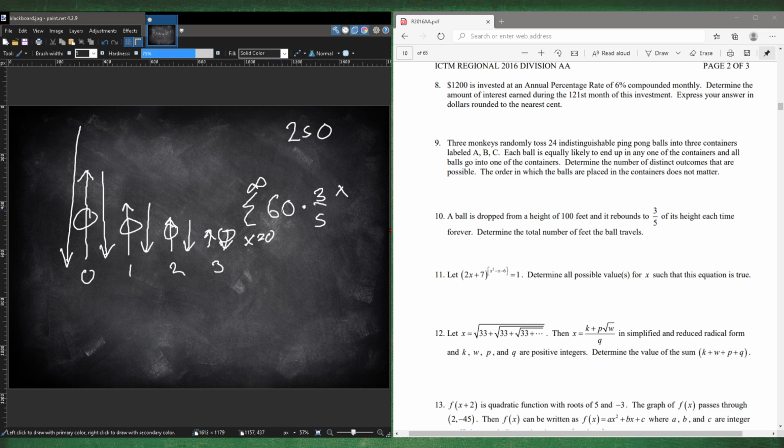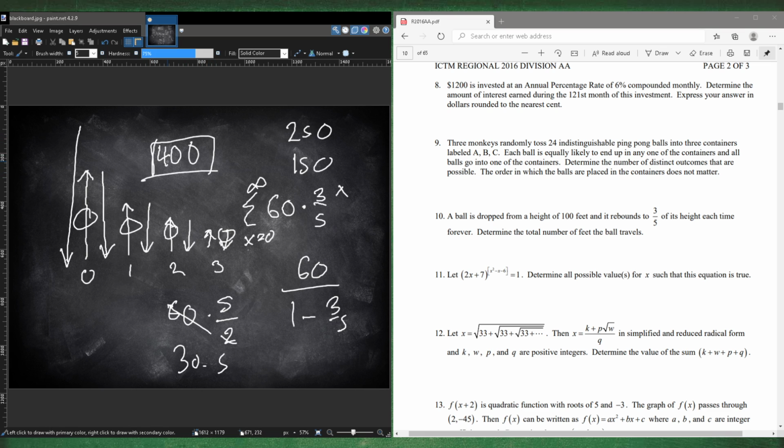So the first term is 60 divided by 1 minus the ratio, which is 3 over 5. So that is 2/5. So 60 divided by 2/5, multiplied by 5 over 2, which is the same thing. So this is 30 times 5, which is 150. So the sum basically is the total distance, 250 plus 150 is 400. And that is our answer for number 10. So basically you just need to recognize that it's an infinite geometric series where there's two of them, one going up and one going down.